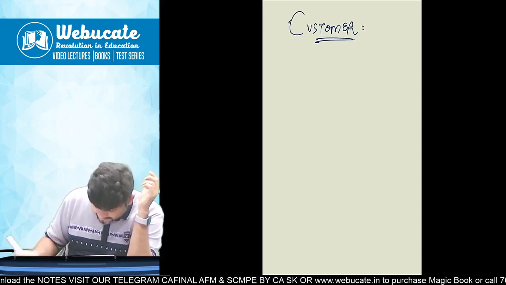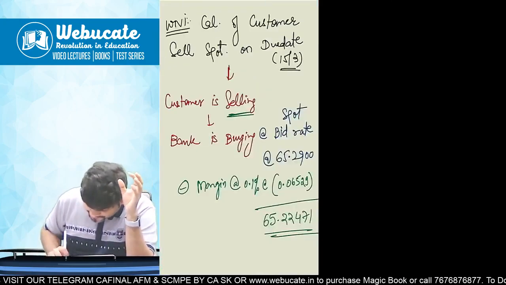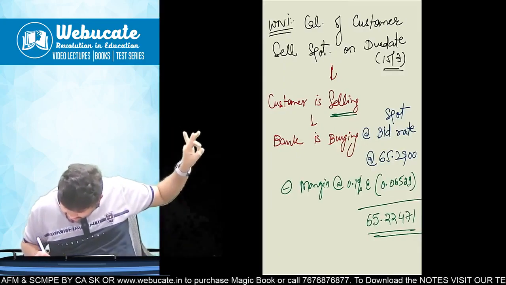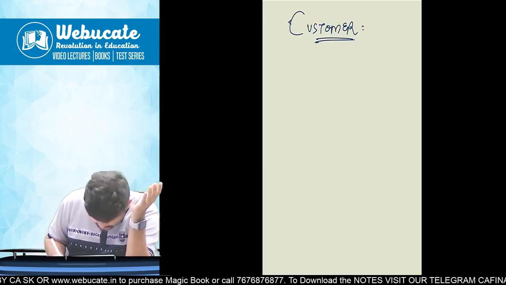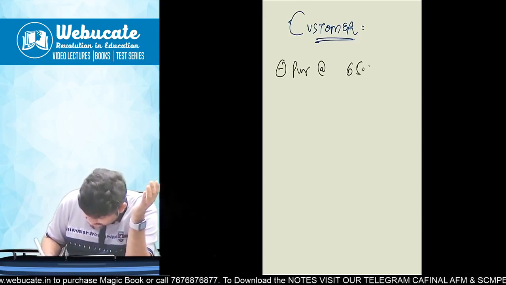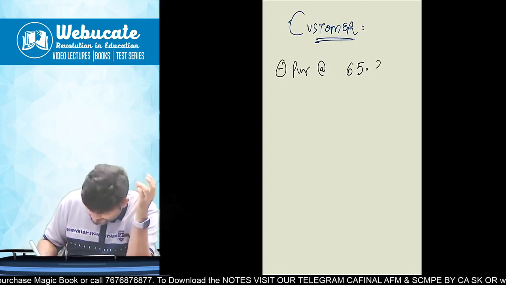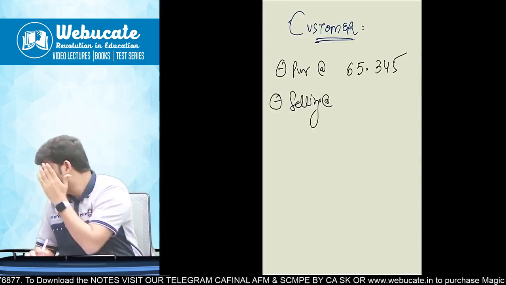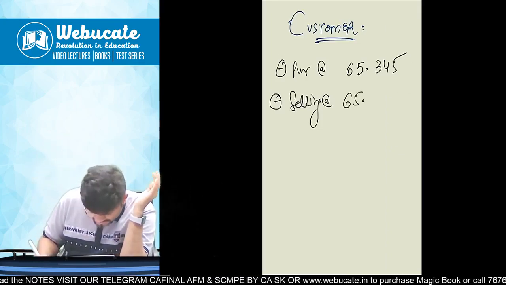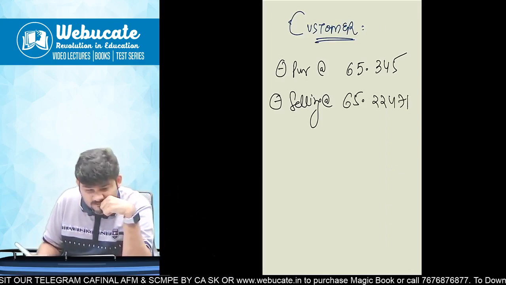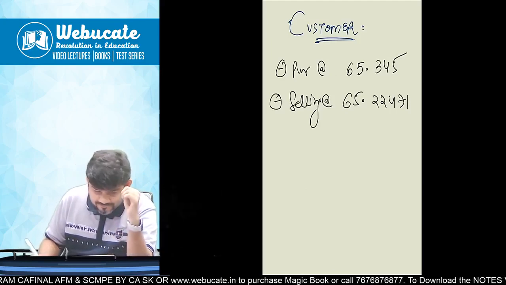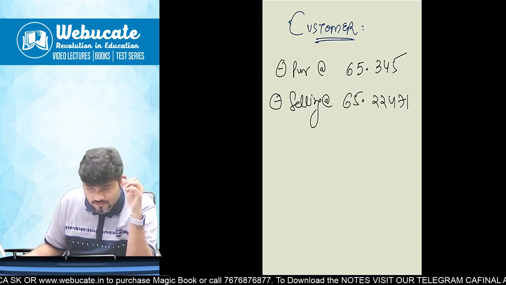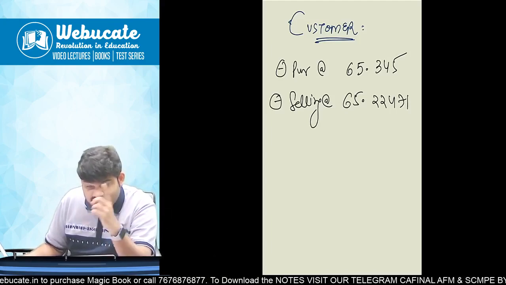Now, what is happening from the customer's angle? Tell me, guys. Your purchase is freezed at 65.345. Now, the customer is selling, and what is the selling rate now? 65.22471. So purchase is already freezed at the rate 65.345, and selling is at the rate 65.22471. Got it? The customer is buying dollar at 65.345 and selling spot at 65.22471.